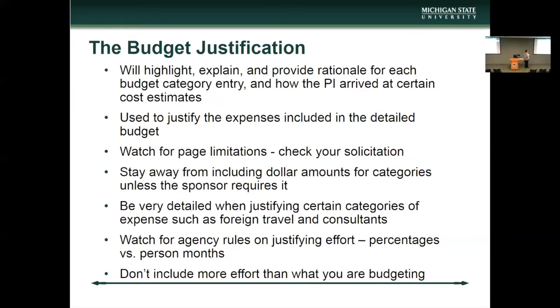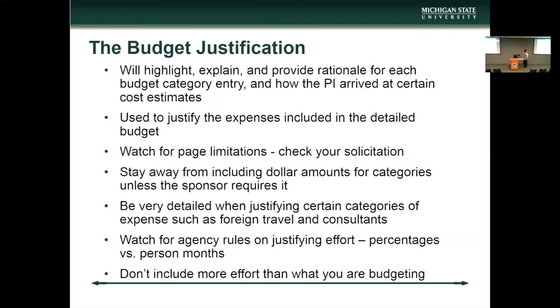Watch for agency rules on justifying effort. Some agencies, most agencies, want to see it as person months. So you're working 10% on a project. Don't say 10%. Calculate: if I have a 9-month appointment and I'm working 10%, it's 0.9 academic, and then I'm working in the summer 3%, so it's 0.3 person months in the summer. So make sure you're making that distinction. It really makes a difference. I've seen reviewer comments when it wasn't done correctly that nailed people for that.